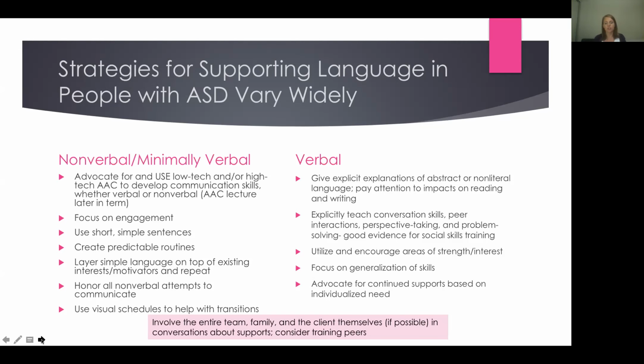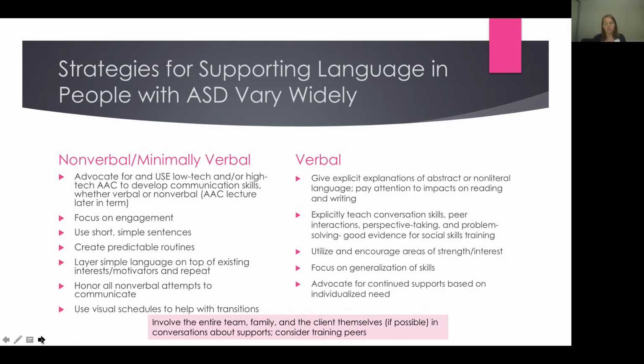Generalization of skills is really, really important. So if you've been working on something in one context, you need to work on it in a wide variety of contexts as well, so that they'll do it in more places than just with you. Because remember that learning can be very rigid, and so you need to teach it across all places.